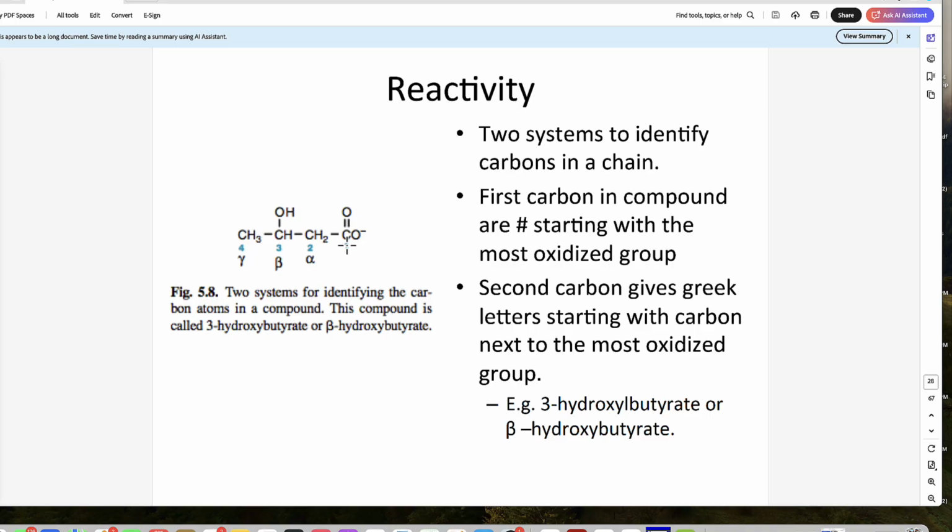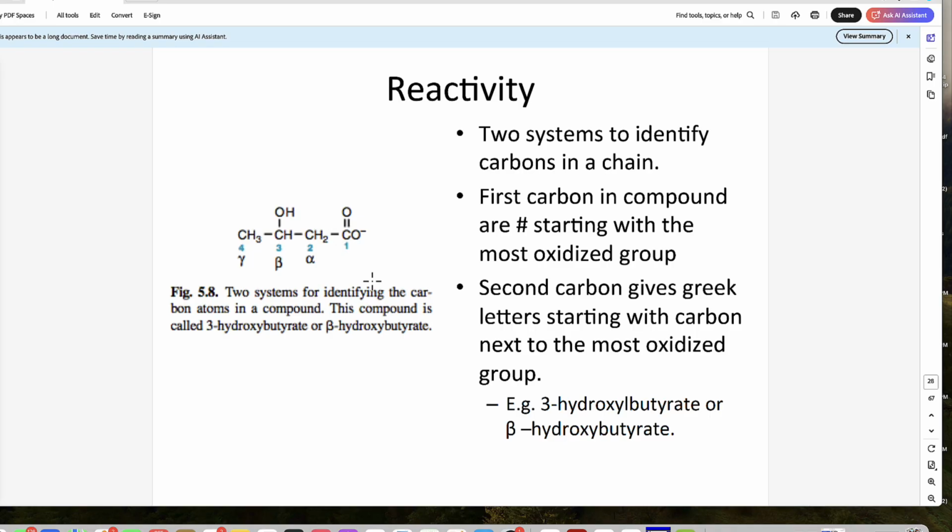The second carbon from that is going to be considered carbon number 2, but it's also the first carbon that's given a Greek letter, which would be alpha. The next one over from that carbon would be beta, and so forth. So you can either count numerically 1, 2, 3, 4, with number 1 being the most oxidized carbon, or after that first oxidized carbon, the next one is considered the alpha.